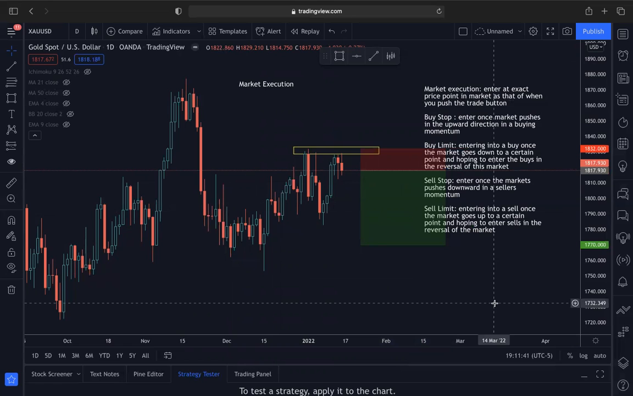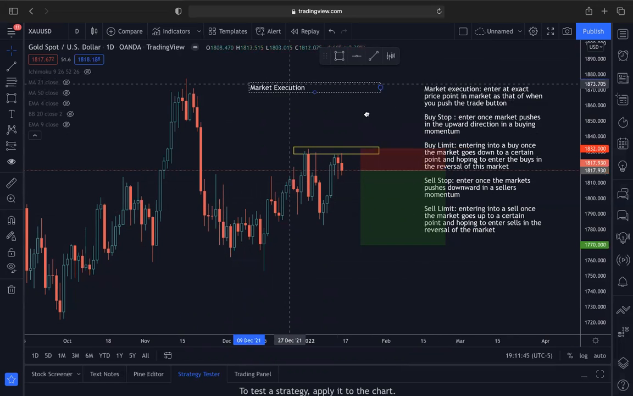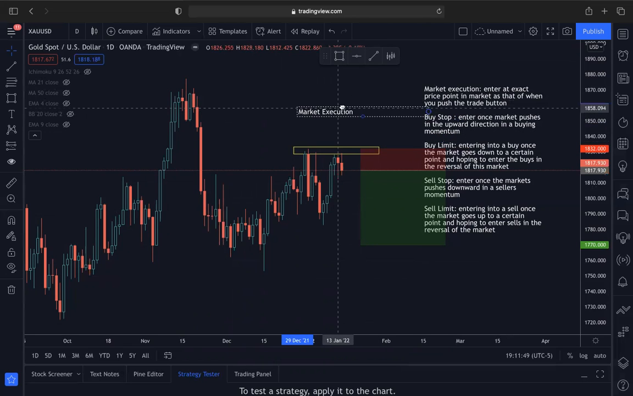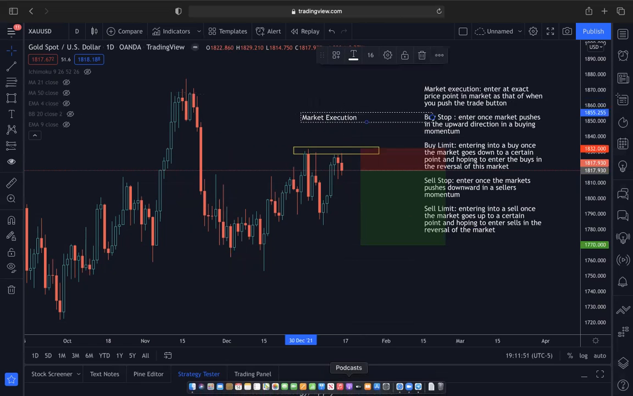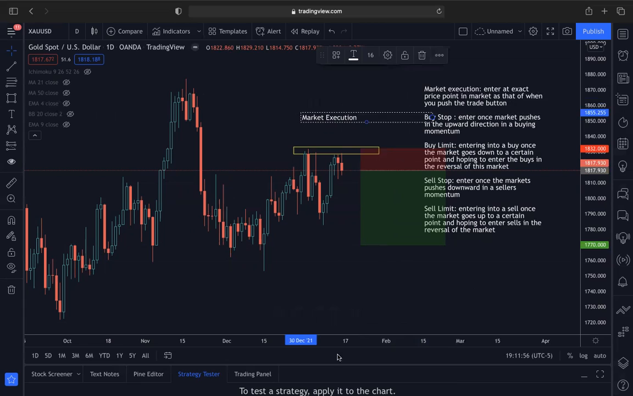So that's what a market execution would look like, because you spot the trade and you try to enter the market at the exact price point. Good so far? All right. Don't see anything in the chat. Yeah, I was just checking the chat. All right, so I'm gonna keep on moving.